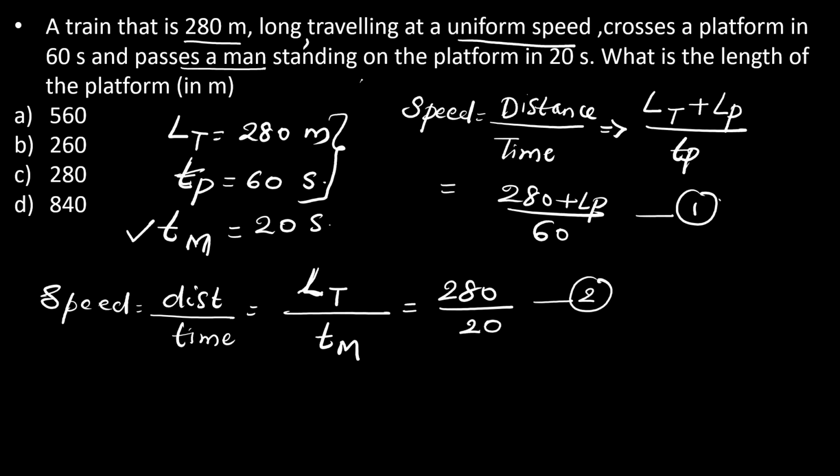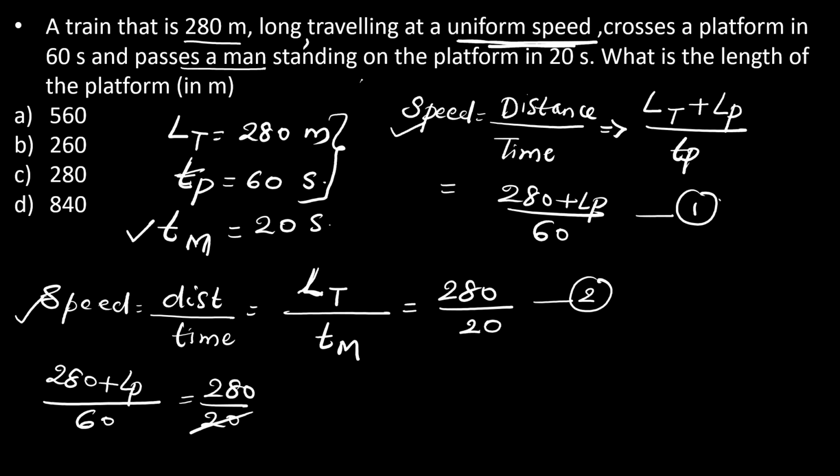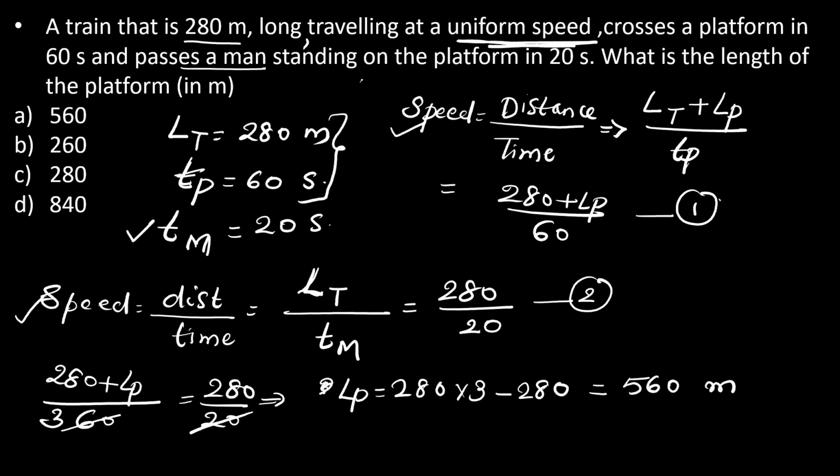Now this is the second equation, and it is also said that the train is traveling at uniform speed. That means these two speeds are equal. So we can equate equations 1 and 2, that is, 280 plus length of the platform divided by 60 equals 280 divided by 20. Now we can simplify this and we get LP, the length of the platform, equal to 280 into 3 minus 280, which is equal to 560 meters. So this is the correct answer.